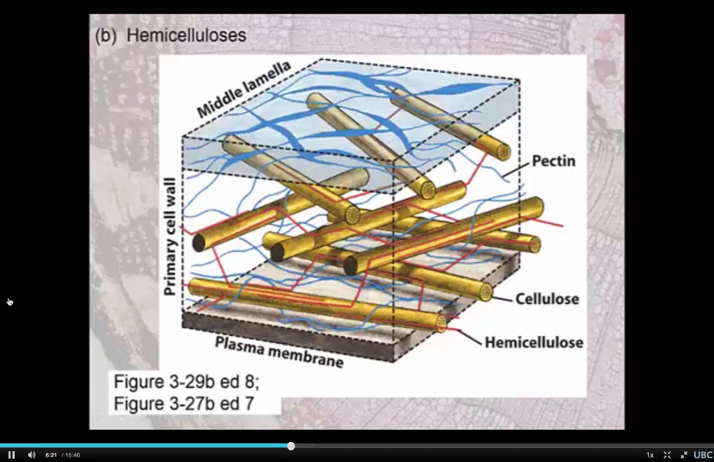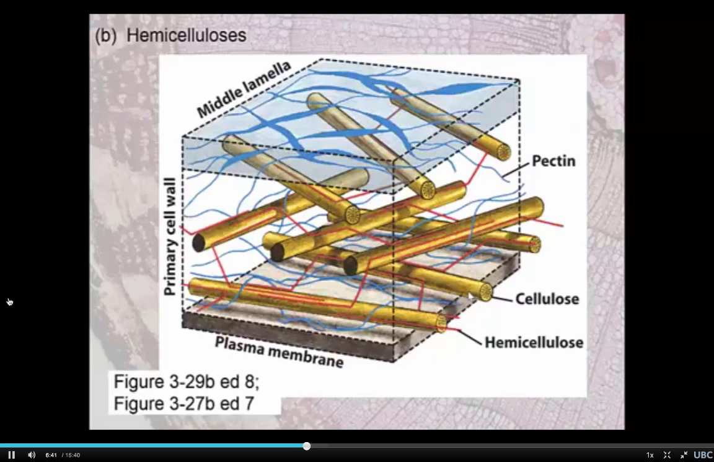But you'll also notice there's lots of space in here. So there's lots of water that can get into the cell walls. As I mentioned, sometimes it's storage. So sometimes these cell walls store water. And if you think about it, water could also be passing through the primary wall. So it doesn't act as a barrier to the movement of water.